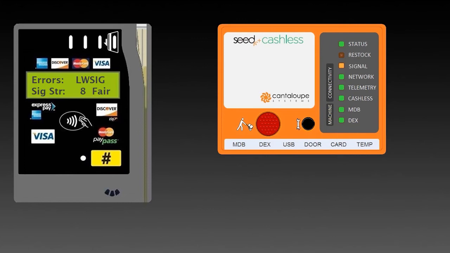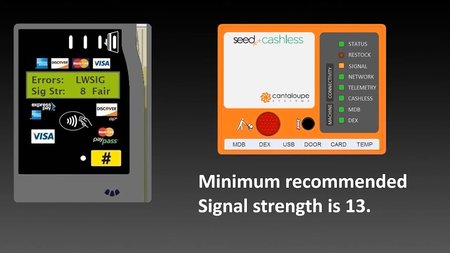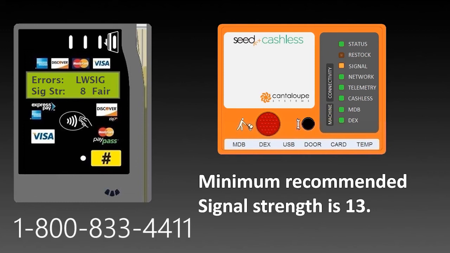The minimum recommended signal strength for cashless transactions is 13. If signal strength is an issue at your location, you may consider installing an antenna amplifier to boost the signal strength for the modem. Contact VendNet about ordering this accessory.